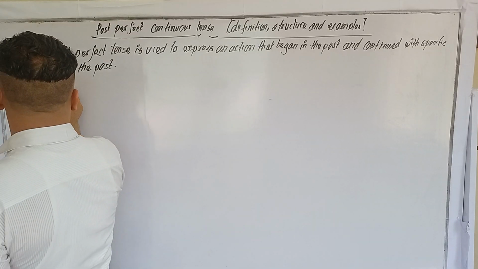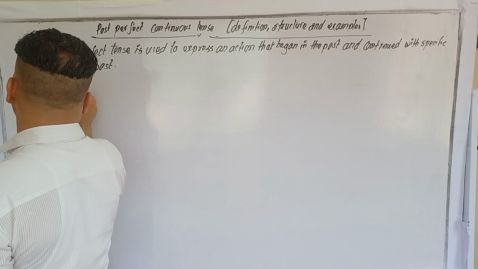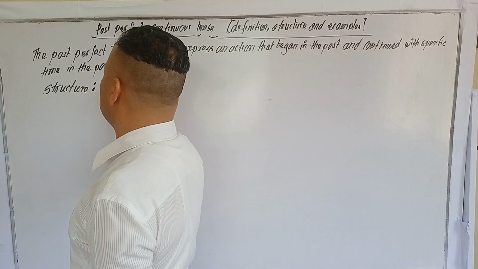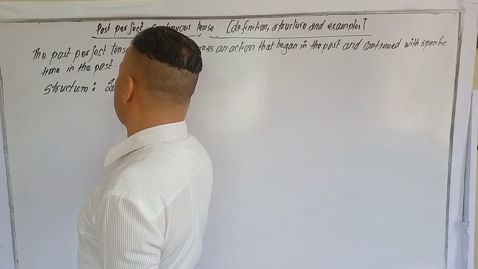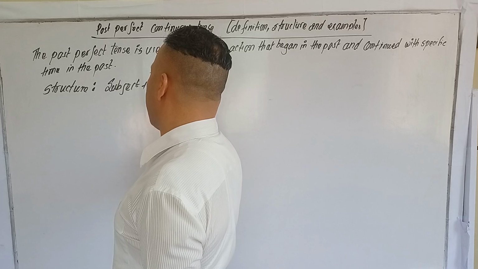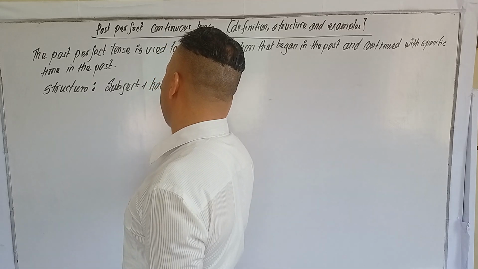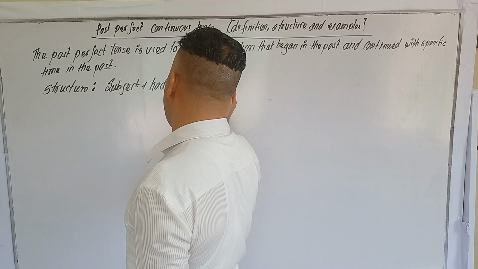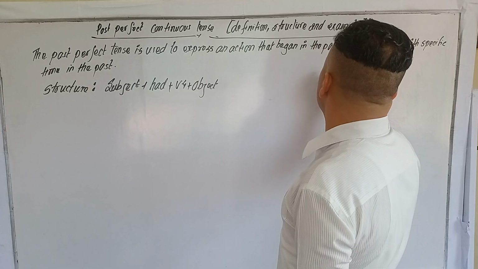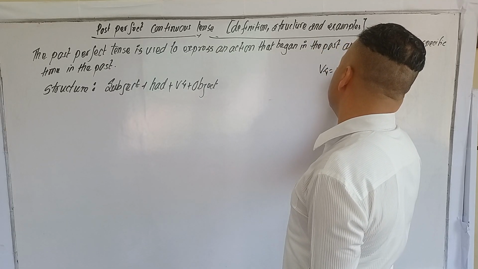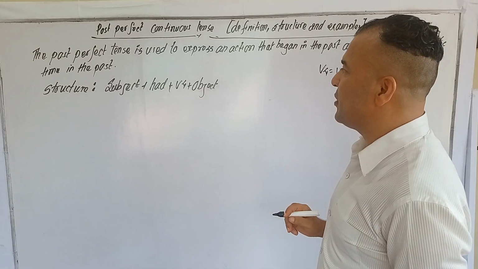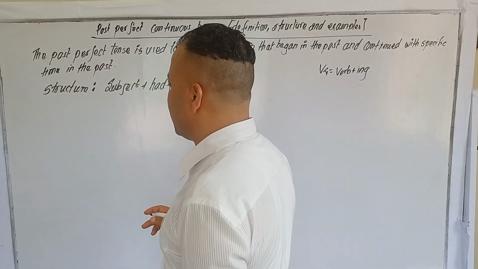Structure: subject plus had plus been, plus verb plus ing, plus object. Subject plus had plus been, where been is equal to verb plus ing. Understand? Subject plus had been plus verb plus ing plus object.